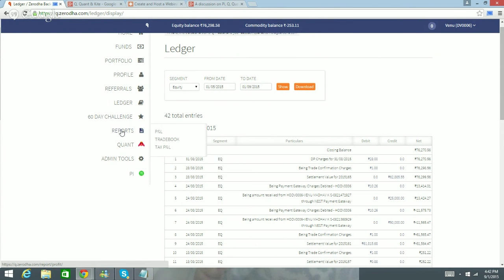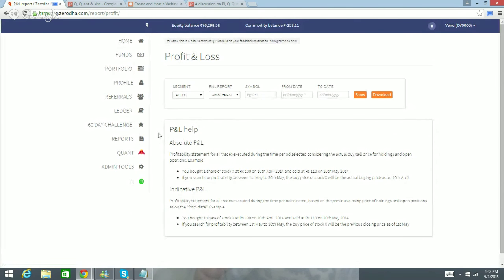So before I come to the 60-day challenge, the PNL, this is where we get, I think, a lot of queries. So, absolute PNL and indicative PNL, right? There are these two PNLs that we have decided to have. Again, we are the first ones in the country to do this. So can someone explain to me why? Nagaraju, can you tell me why do we have these two PNLs? What does absolute signify and what does indicative signify?